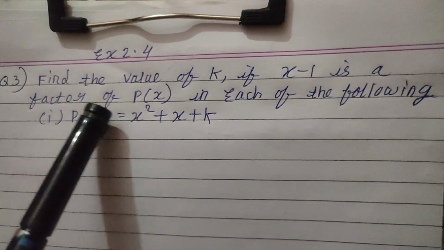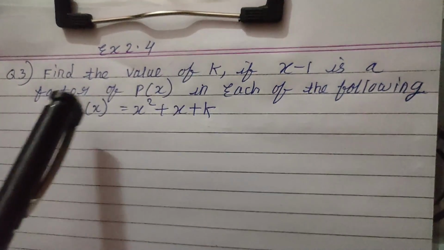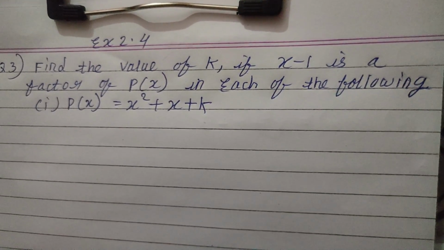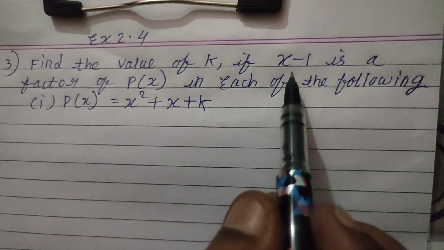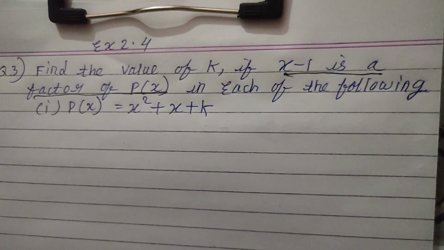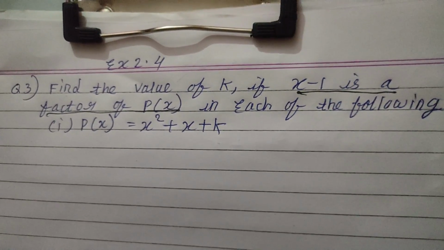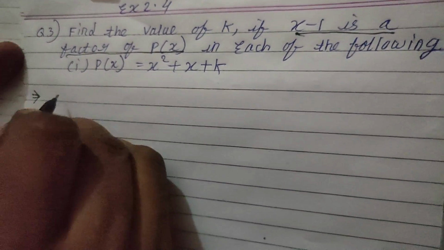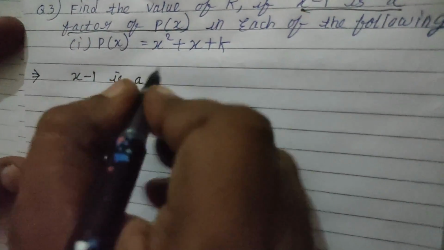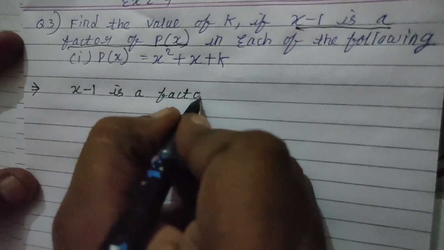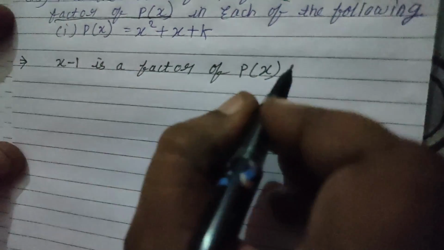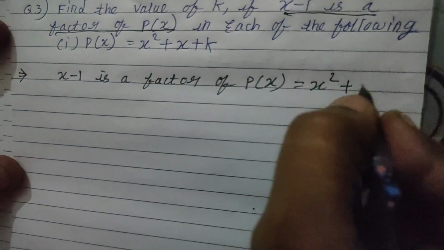Now question third: find the value of k if x minus 1 is a factor of p of x in each of the following. Okay, so this is very important. We have to find the value of k if x minus 1 is a factor of p of x. So this is a given. They are saying x minus 1 is a factor of p of x. So we start with this. I am writing the same statement: x minus 1 is a factor of p of x, and p of x in the first one is x square plus x plus k.